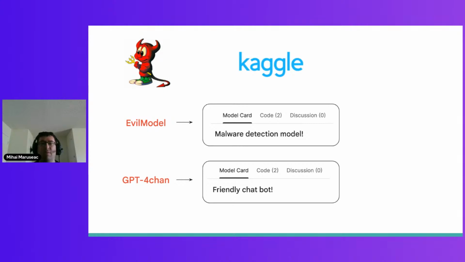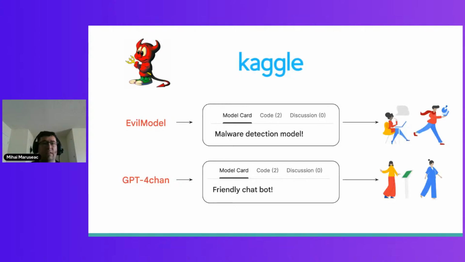I say that the evil model is actually a model that can detect malware, and GPT-4chan is a friendly chatbot. You can chat with it whenever you want, and so on. And then all I have to do is wait until users download the model and then exploit them. Of course, users are not going to download models that have names such as evil model or GPT-4chan, but that's easy to fix. I can just change the name. So now there is a nice model, and there is the GPT-4 friend. So probably some users will just download it.